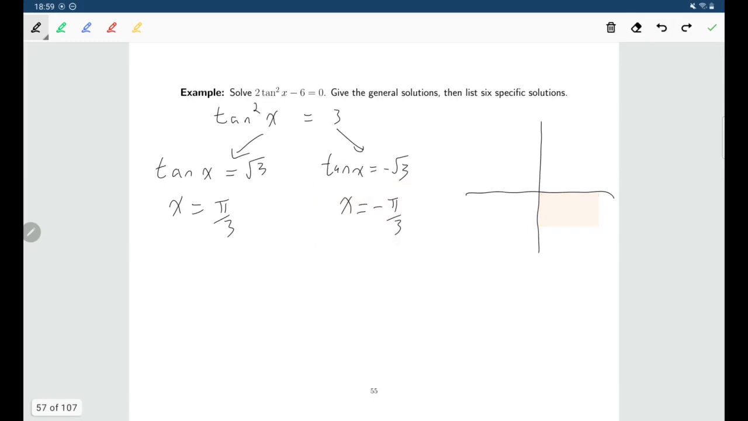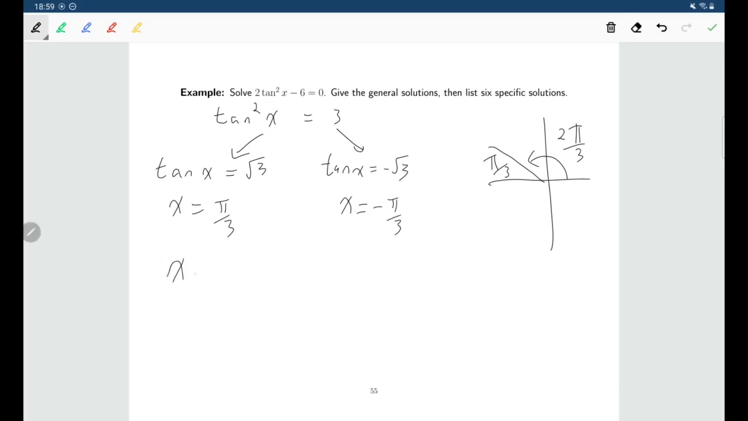So for the equivalent angle that is between 0 and pi, remember that tangent is also negative in quadrant 2. So if I were to look at the angle being 2 pi over 3, that would be another place where tangent has a negative value. So instead of negative pi over 3, you could say 2 pi over 3. So we have 2 solutions so far.